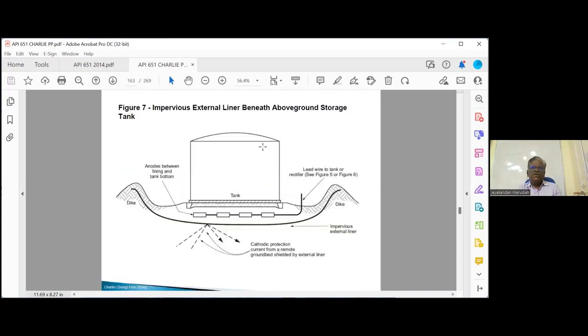Now, how are you installing the anode? See, this is the one called below the soil. We can use a horizontal anode like that. Impervious external liner beneath the above ground storage tank. You can install the anode horizontally also. It can be a wire type also.